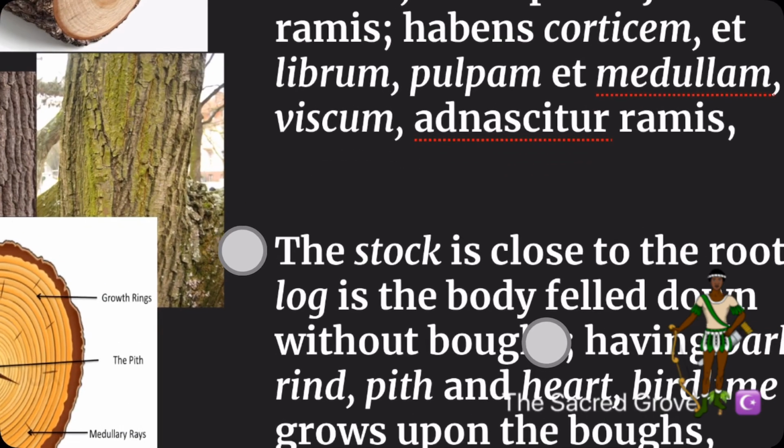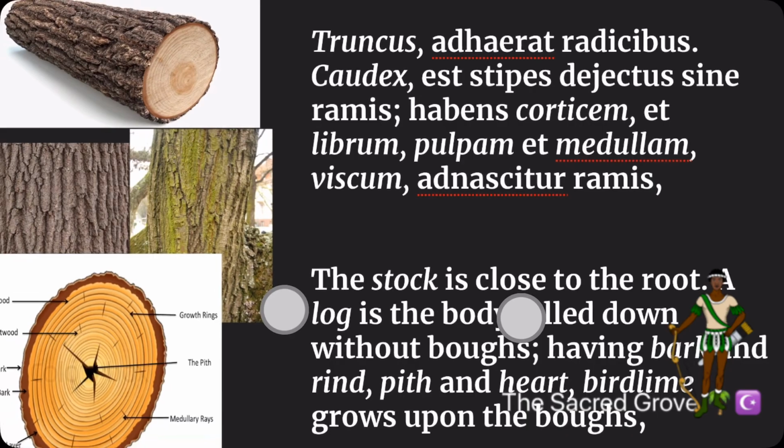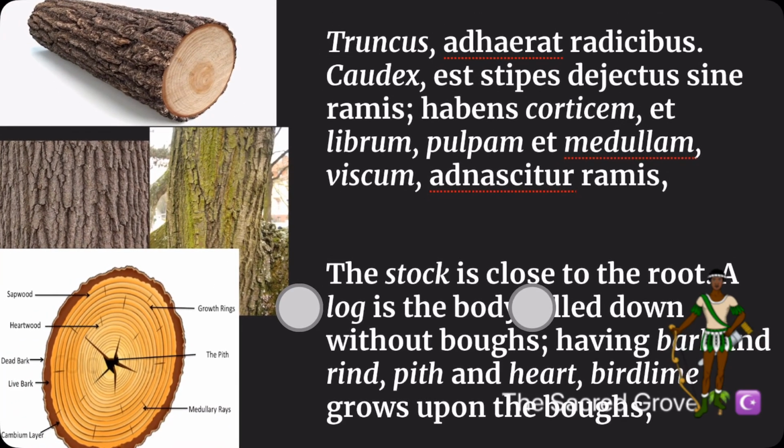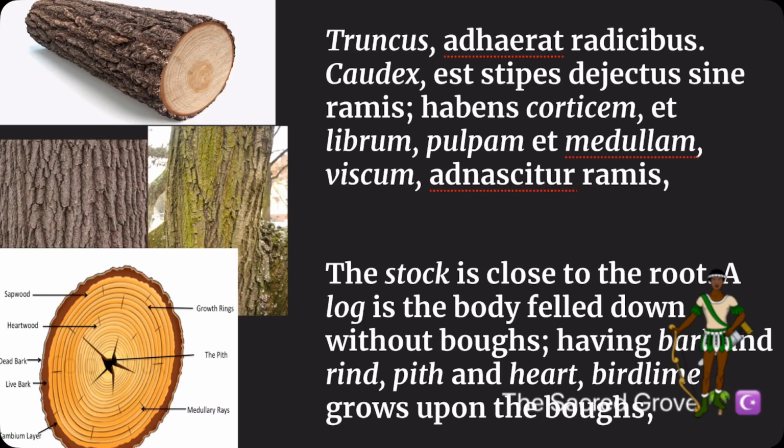So the stalk of a tree, truncus, and we get trunk, is close to the root or sticks to the root. Adhaerat is close, radicibus, to the root. A log, caudex, as the body fell down without boughs. So we know a log, right? Es stipes deiectus, fell down, sine, without, ramis, boughs.